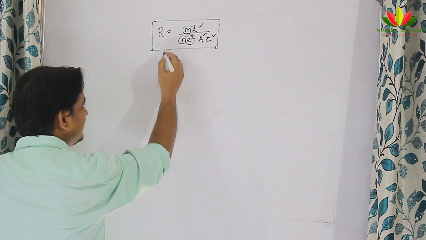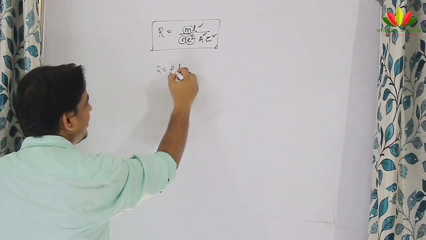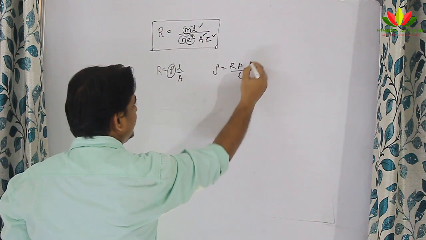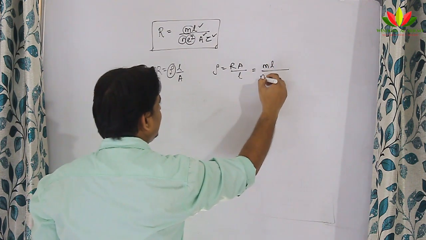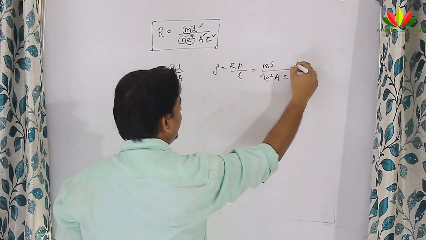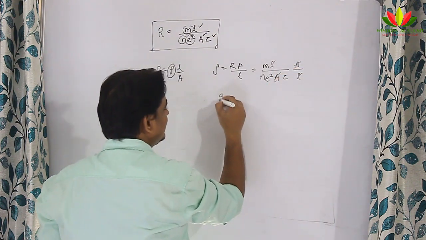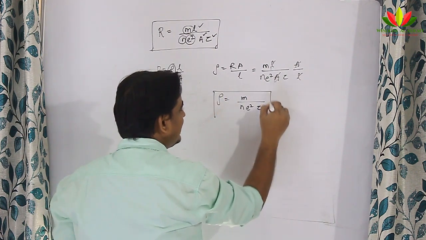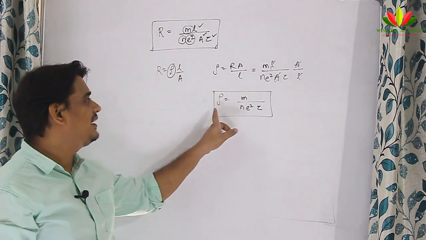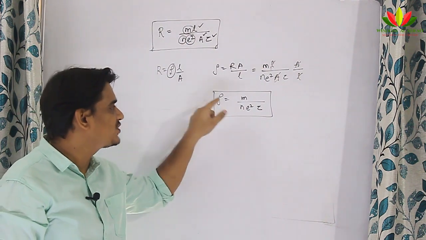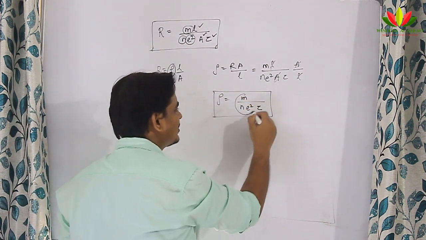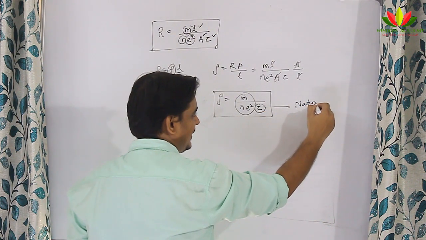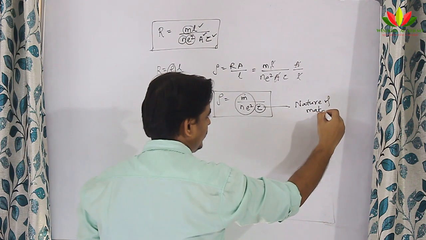Now if I want to find resistivity, we know that R is equal to rho L by A. So rho will become equal to R into A by L. When you put it here, R is mL by nE squared A tau into A by L. These two get cancelled, and you get resistivity equal to m by nE squared tau. So resistivity does not depend upon the length and the area of cross section. It depends only on these quantities, everything is constant, only tau remains. But tau is caused by the nature of the material. What I mean by that, I will tell you now.